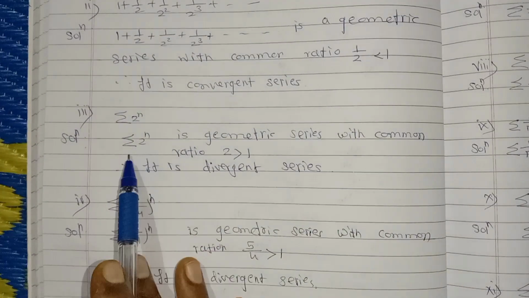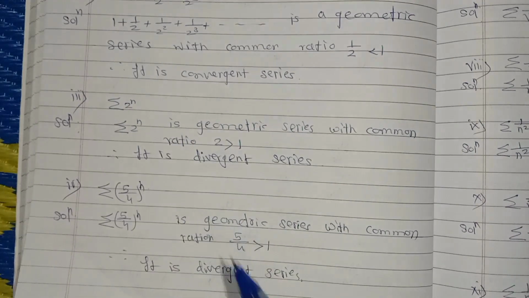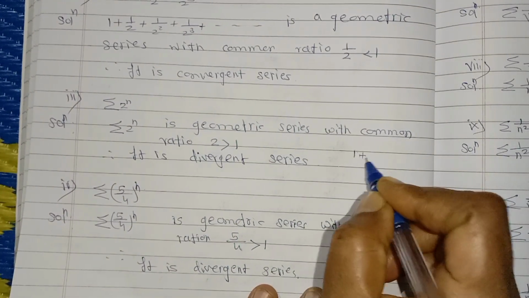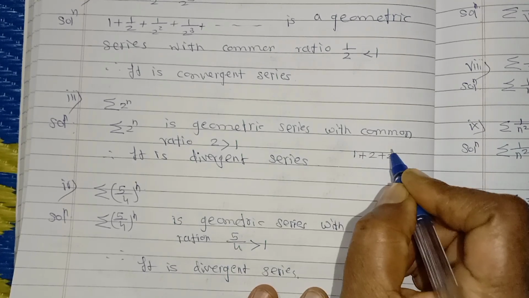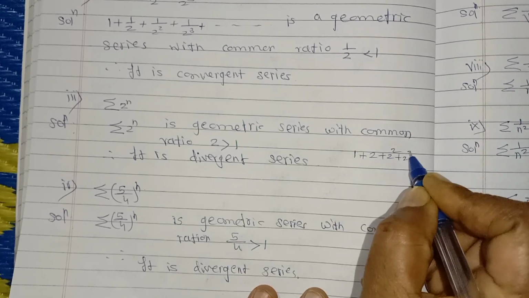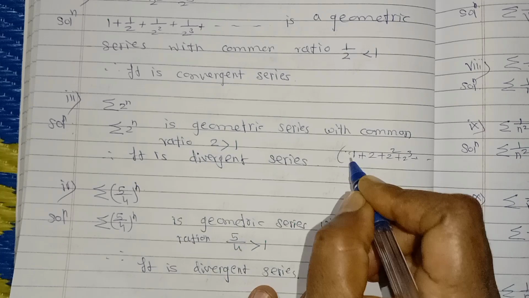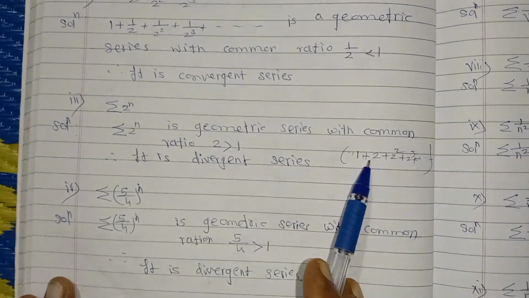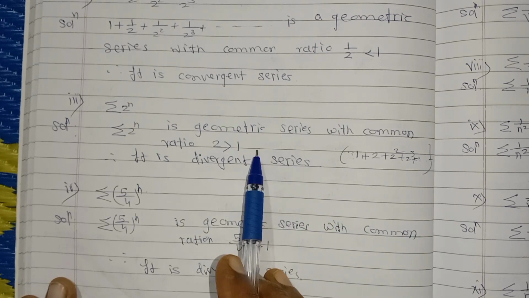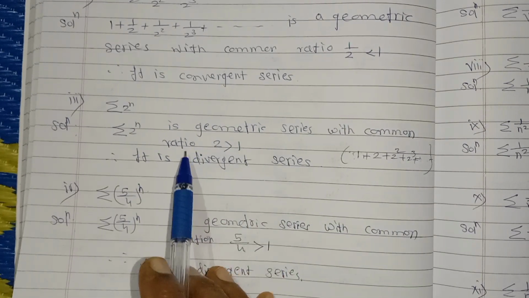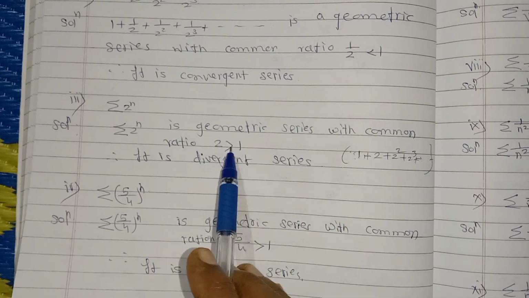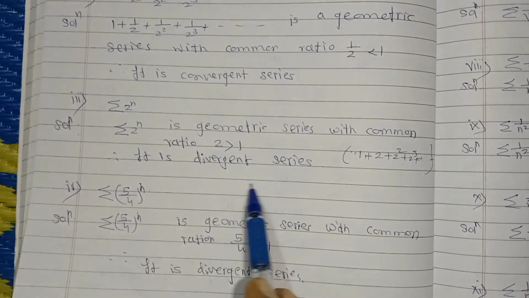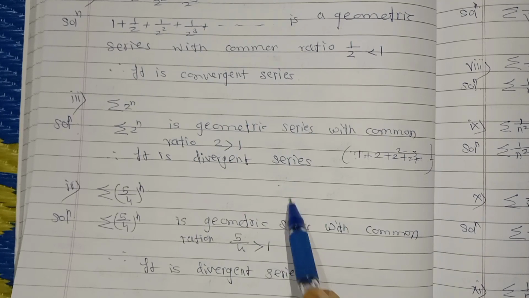Next series, summation of 2 raised to n. It is also a geometric series of the type 1 plus 2 plus 2 square plus 2 raised to 3 plus and so on. Hence, here common ratio is 2, which is greater than 1, and by the result that geometric series is divergent for common ratio greater than 1, the series is divergent series.